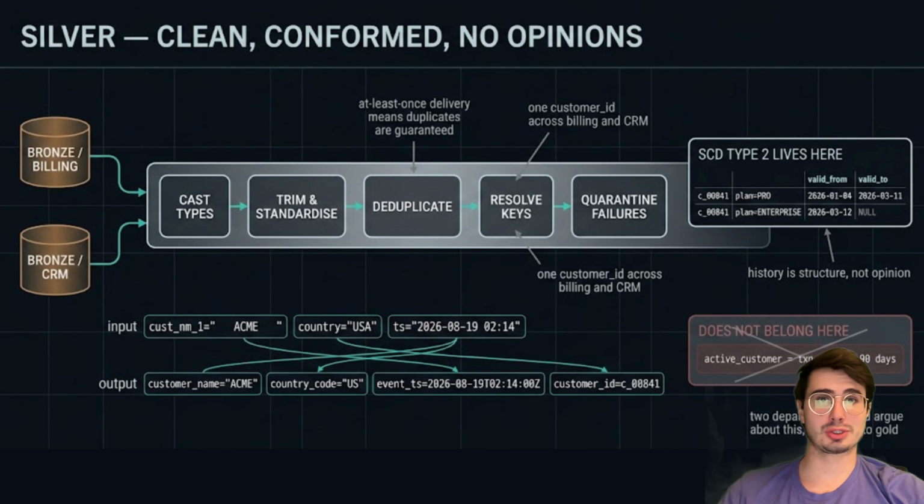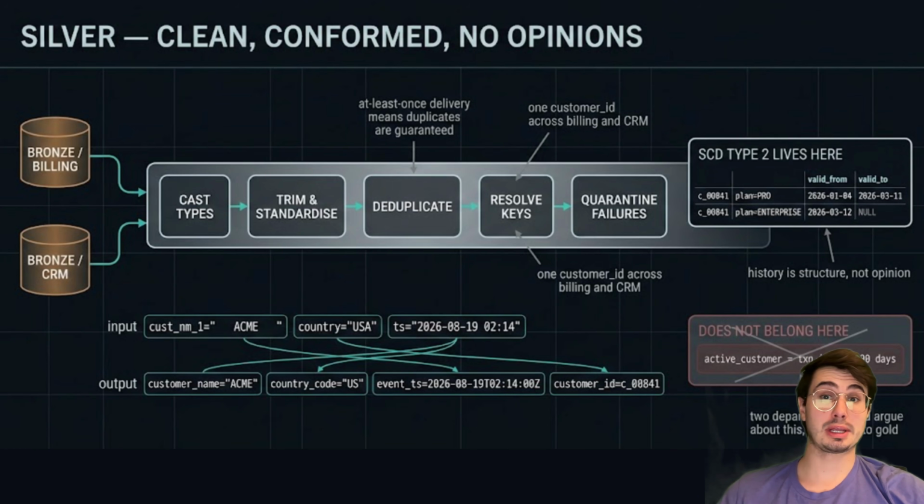And then silver is also where you join across sources. So if customer data lives in your billing system and also in your CRM, silver is where you resolve those into one customer table with one key. And that word conformed is doing a lot of work in this definition because it means a customer is a customer regardless of which pipeline produced the row. So same key, same shape, same meaning.